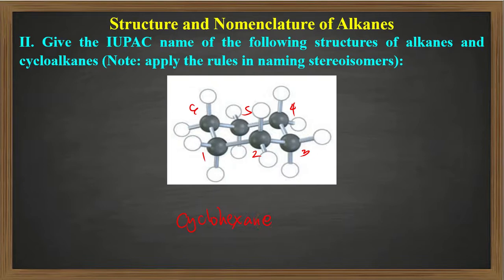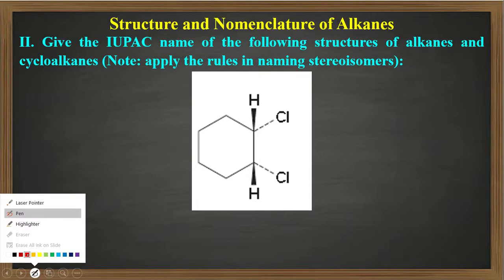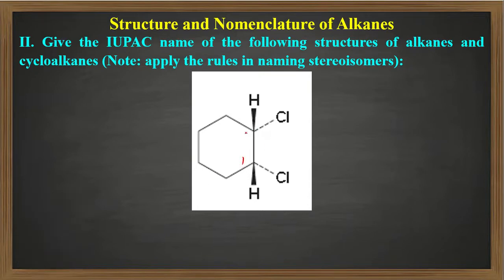Cyclohexane. That's the name for that compound or structure. Next. Okay. So we have a di-substituted cycloalkane, so we will apply the rules in naming stereoisomers. The two chlorines are on the lower side of the plane of our cyclohexane here. So the name for this compound will be, if this is carbon number 1, this will be carbon number 2.